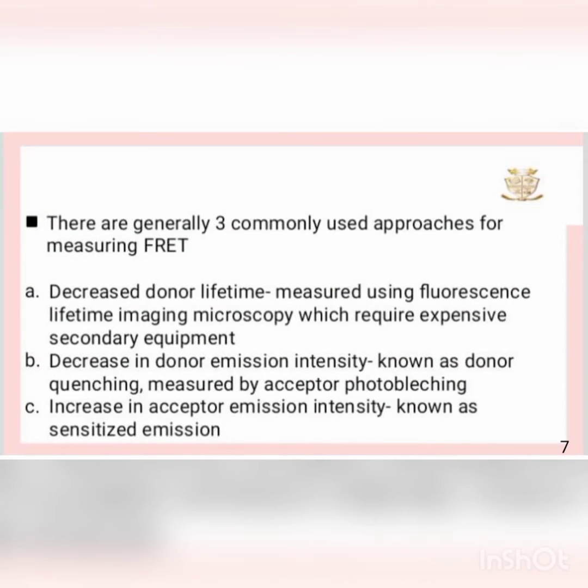There are generally three commonly used approaches for measuring the energy transfer. First one is decreased donor lifetime, measured using fluorescence lifetime imaging microscopy, which requires expensive secondary equipment. The second one is decrease in donor emission intensity, which is also known as donor quenching, measured by acceptor photobleaching. The third one is increase in acceptor emission intensity, which is also known as sensitized emission.